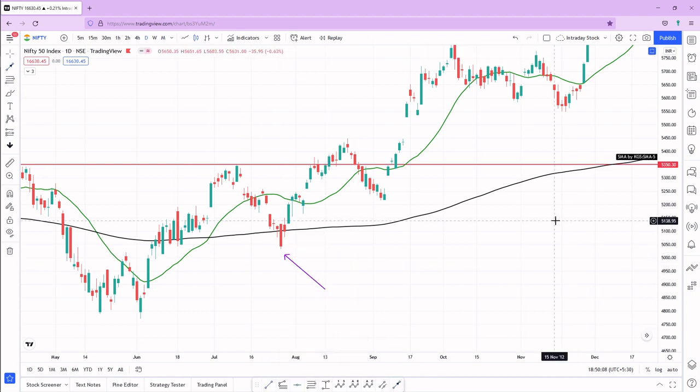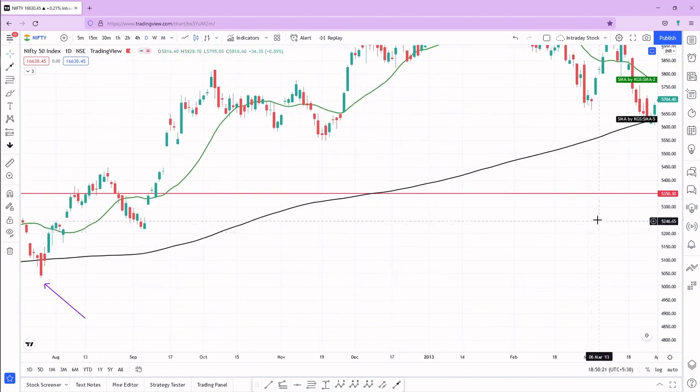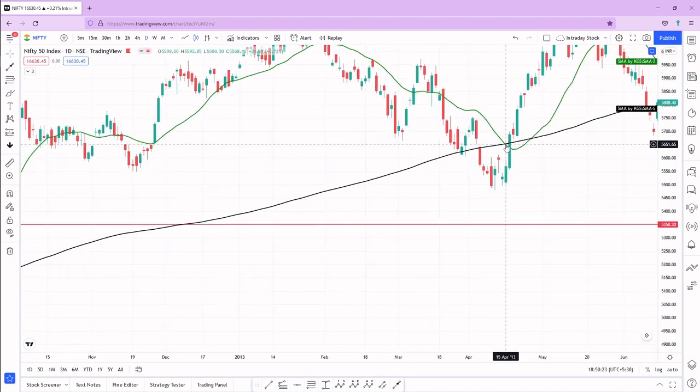So assume you are going to exit the stock only if the 20 SMA crosses below the 200 SMA. So we know 5,000 will be our stop loss. Now let us wait for when the 20 SMA crosses below the 200 SMA. The 20 SMA crossed below the 200 SMA over here. At this time, you have to exit the stock.